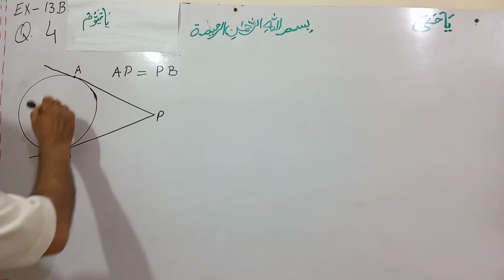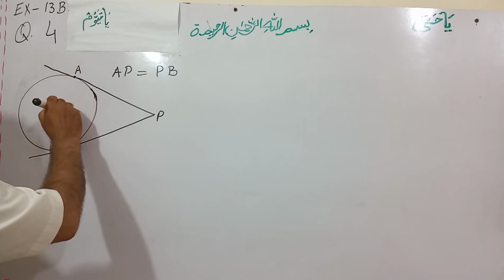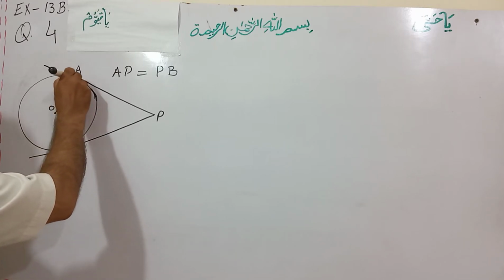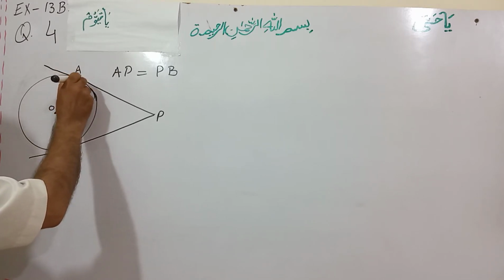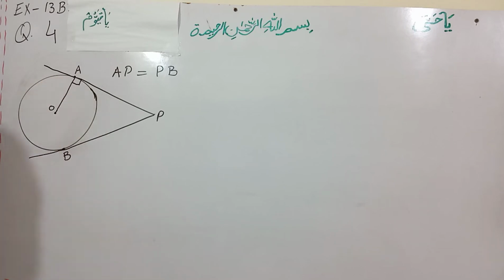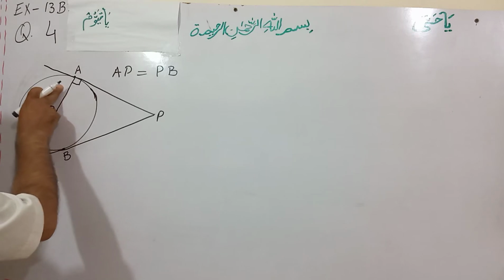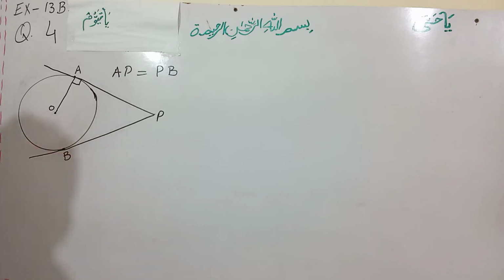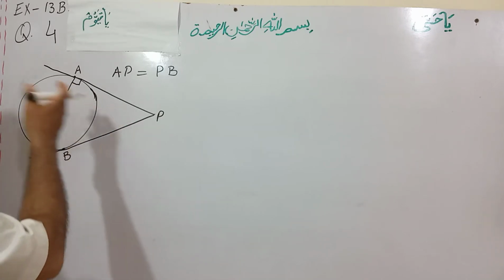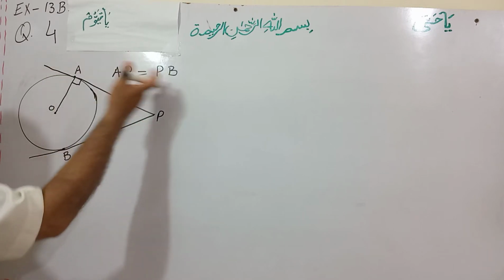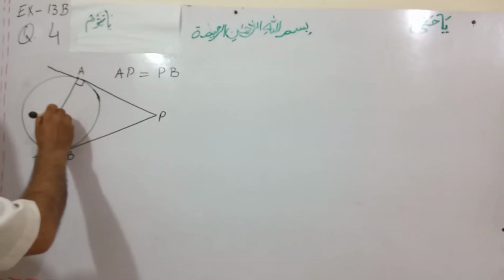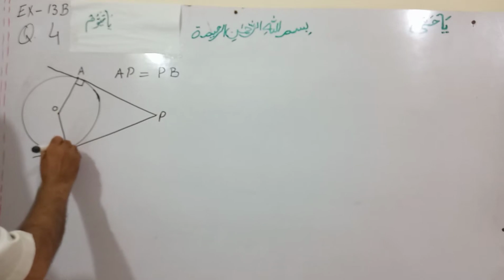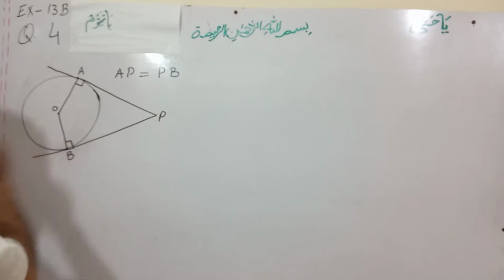Secondly, when we join O to A, it makes a right angle with the tangent at the point of tangency. In other words, the radius of the circle makes a right angle with the tangent. This is the first property of the tangents. And the second property is that tangents from an external point are equal in length. Same with O to B, so this will also be a right angle.